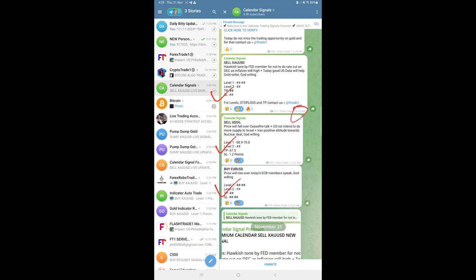And this is the signal posted time, around 6:15 a.m. GMT, as per the GMT timeline. As this is the free channel, initially the levels are not revealed, but we gave the direction that the gold price will come down, so sell gold was given.